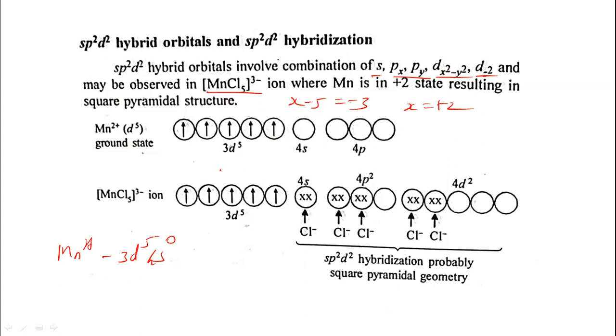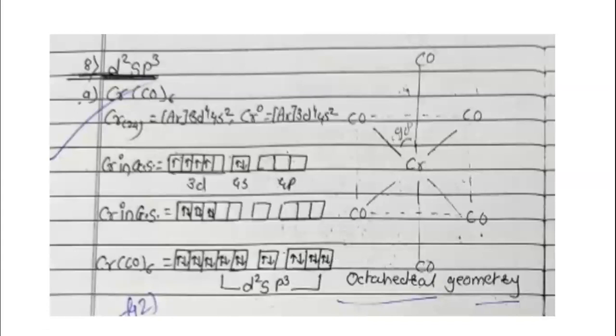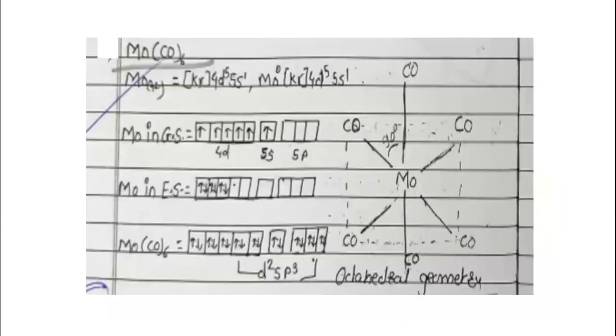So we require here 5 vacant orbitals. But how? See the arrangement here. So 2 d orbitals are involved in the hybridization, sp2d2 hybridization, and it has square pyramidal geometry here. The geometry of sp2d2 hybridization is square pyramidal. So a number of examples are given there.